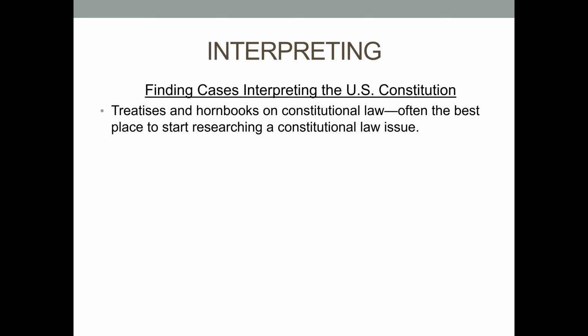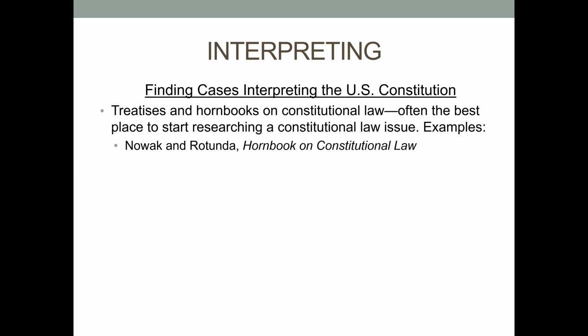You can look up the index and find the particular provision you're looking for, and then the particular issue or nuance about that provision, and then see what the authors have to say about it. Here are two examples of well-known resources: first, a hornbook by Nowak and Rotunda called Hornbook on Constitutional Law. And here is another resource by Fisher and Harriger, American Constitutional Law.